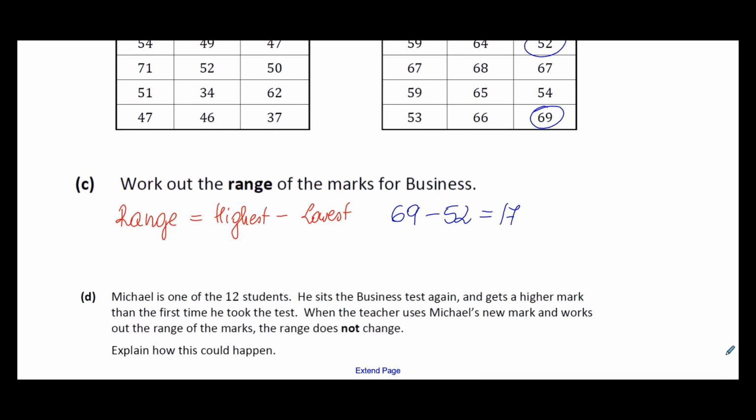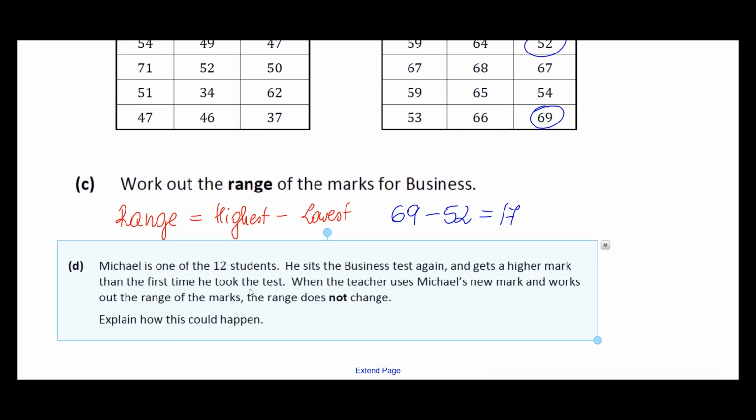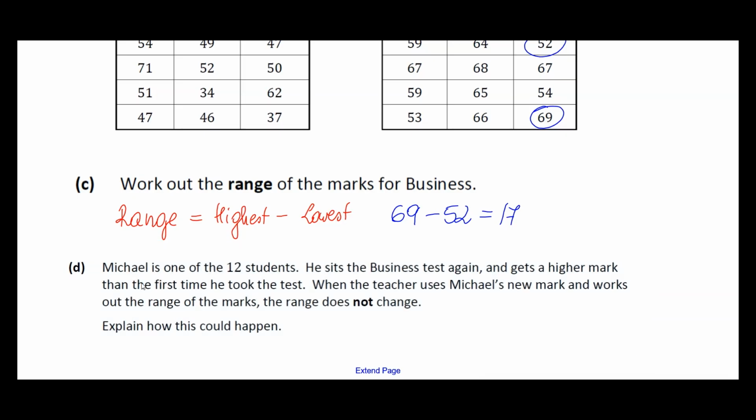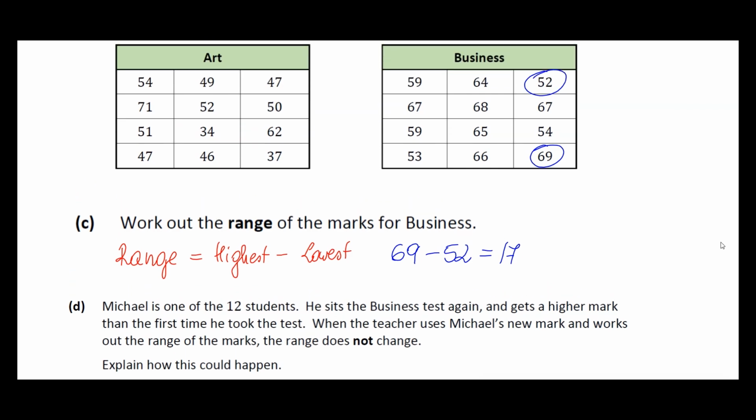And then part D has another aspect for us to consider when it comes to the idea of the range. Michael is one of the 12 students. He sits the business test again and gets a higher mark than the first time he took the test. Now, we are not told how much he got the first time, so we don't know which of these marks are his. And then we are not told how much he got when he sat the test again.